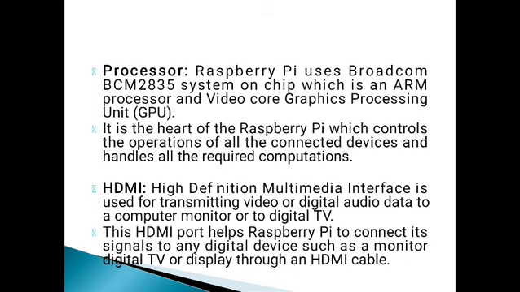Processor: Raspberry Pi uses a Broadcom BCM2835 system on chip, which has an ARM processor and a VideoCore graphics processing unit. It is the heart of the Raspberry Pi, which controls the operations of all the connected devices and handles all the required components. Next, HDMI, high definition multimedia interface, is used for transmitting video or digital audio data to a computer, monitor, or digital TV.